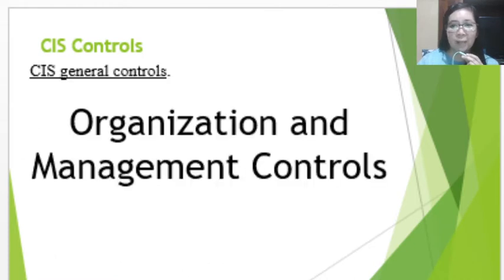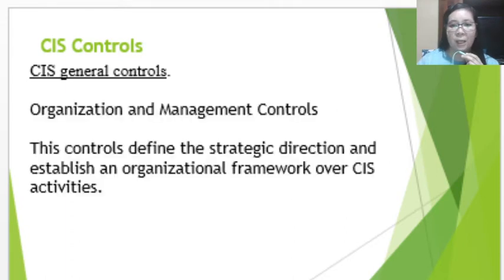For the organization and management control, this is important also. These controls define the strategic direction and establish an organizational framework over the CIS activities. So meaning this will reflect who will be administering or supervising the CIS processes or activities and who are under them, which also have their own duties and responsibilities, which are accountable later on if there may be some irregularities.